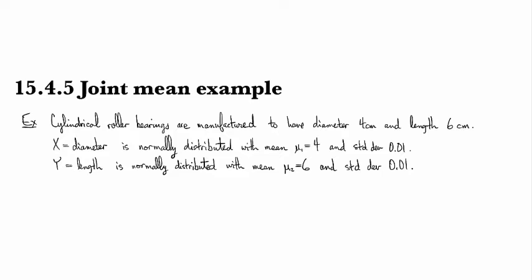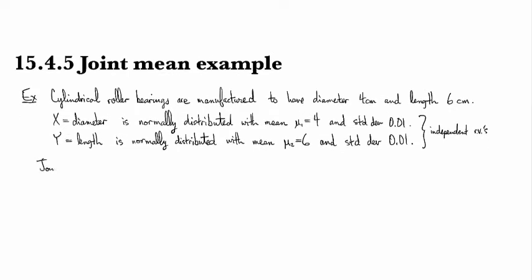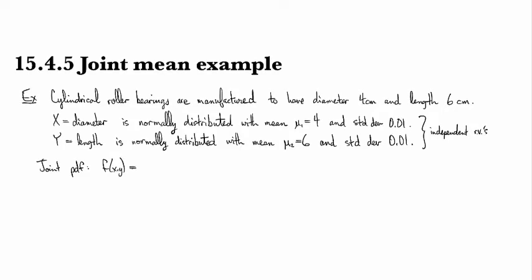Now, if you've got one machine that's rolling out the cylinder and another machine that's cutting off the lengths, then you probably expect that these are going to be independent random variables, because what happens in one machine probably doesn't influence what happens in the other machine. So that means that the joint PDF is going to be the product of the two of them. So it's going to be f1 for X and f2 for Y.